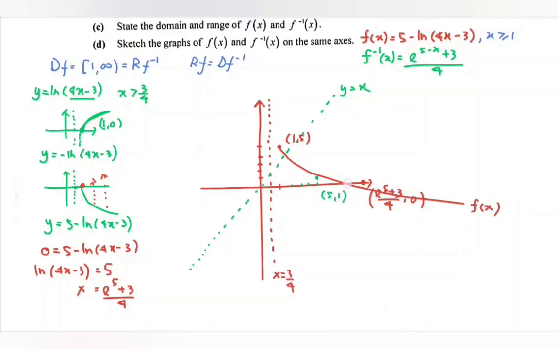Next, based on the situation given in here, we have 0. So it must be something over here. Next, x equals to 3 over 4, we will change it to y is equals to 3 over 4. So the graph will be something like this.